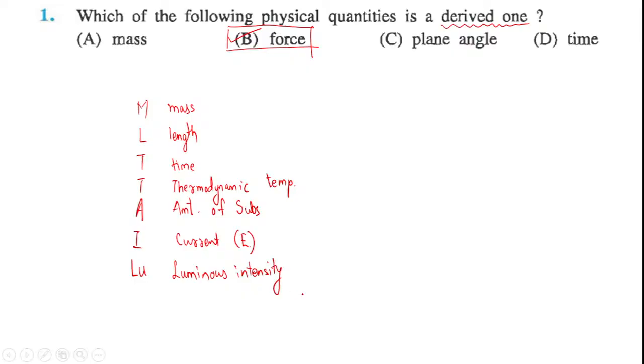Somebody has already commented over here that option C is not correct. The derived one is force, because force is given as mass times acceleration. So please remember this in the formula part. Obviously, my handwriting is not so good, but I hope you can adjust with this handwriting. F is equal to ma.